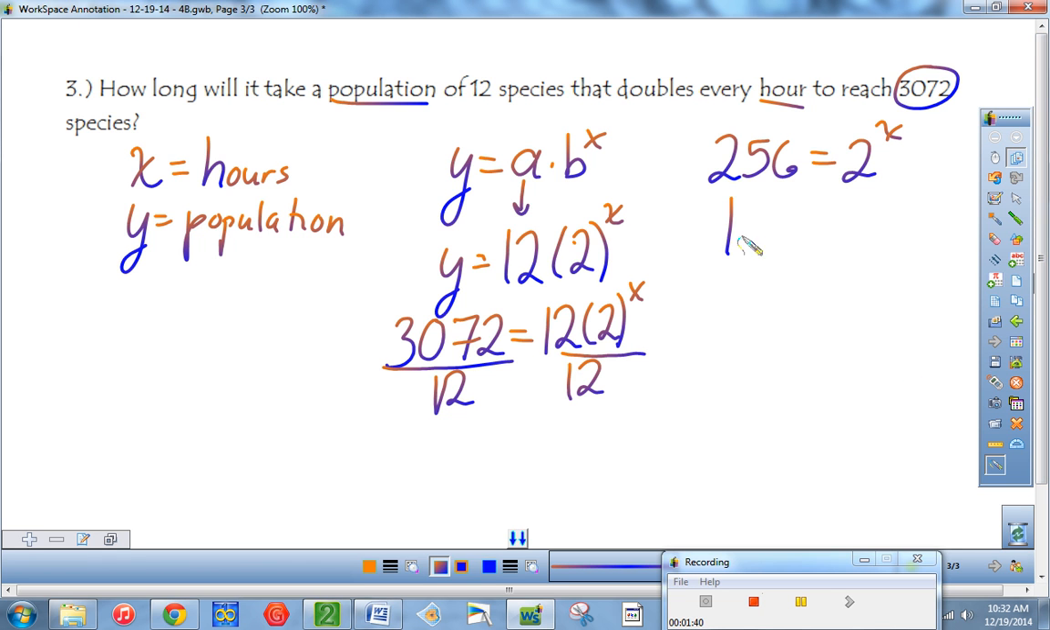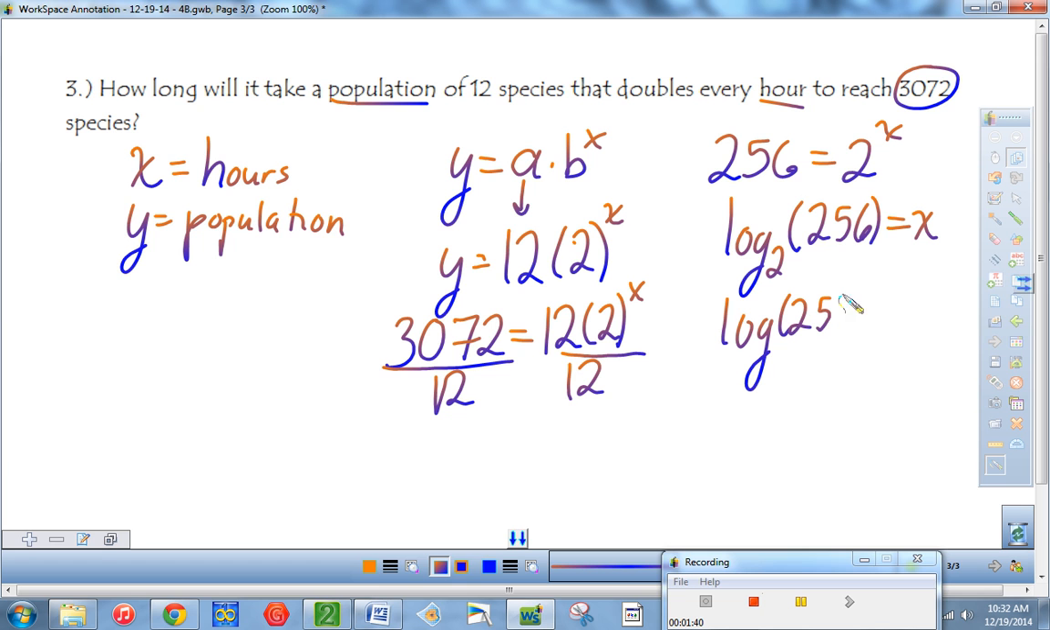Log base 2 of 256 equals x. Thank you for saying that correctly. That is beautiful. And then how do you do this? Yeah, how do I put it in a calculator? So this is where you break this into 2 logs. You do log of 256 divided by log of 2. And it should give you a beautiful nice answer of, I heard you say it, 8.